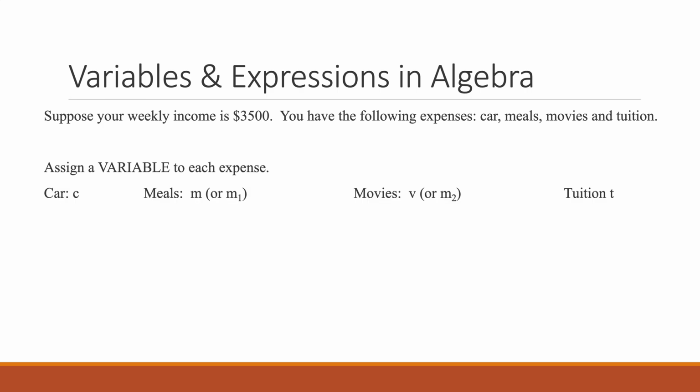Stop and start. Okay. So a good variable, C for car, meals, M or M sub 1. Movies, because I already used an M for meals, for movies I would prefer to use a V or M sub 2. And tuition is T. Now write an expression for your total weekly expenses.